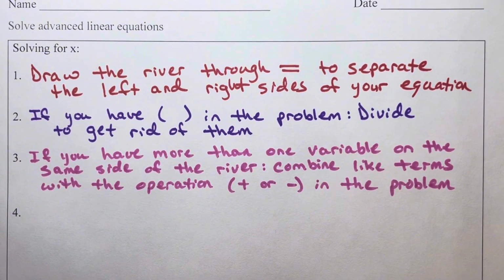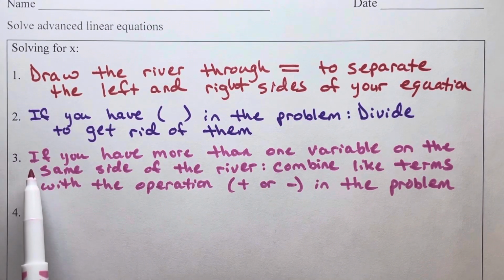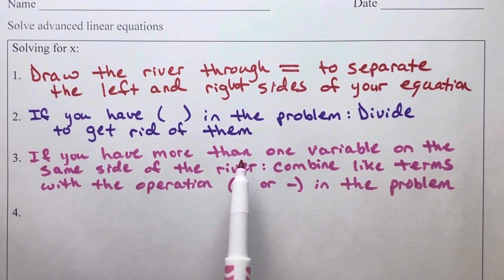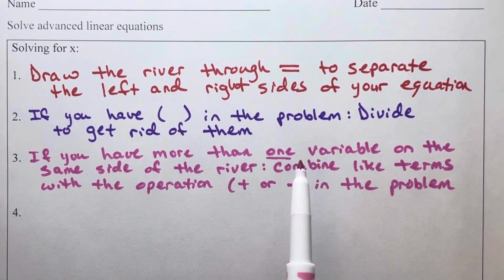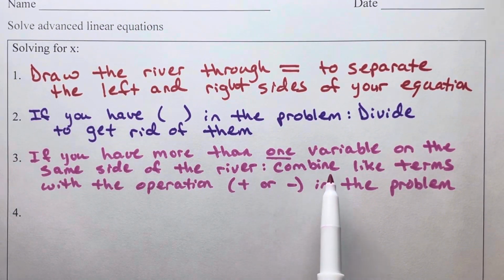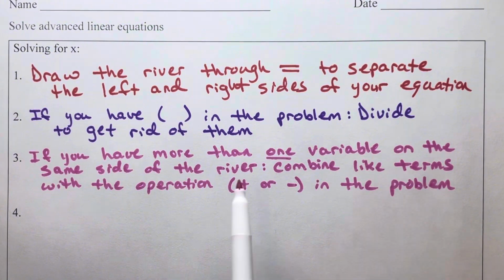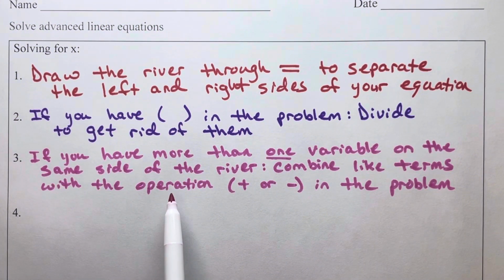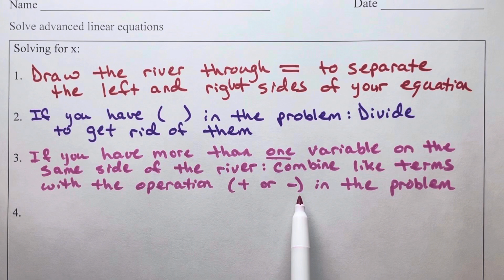Our second if, and our suggestion number 3, if you have more than one variable on the same side of the river, combine those like terms using their operation, adding or subtracting, that's in the problem.